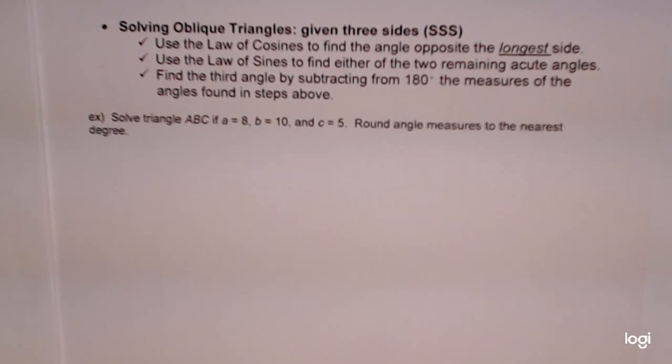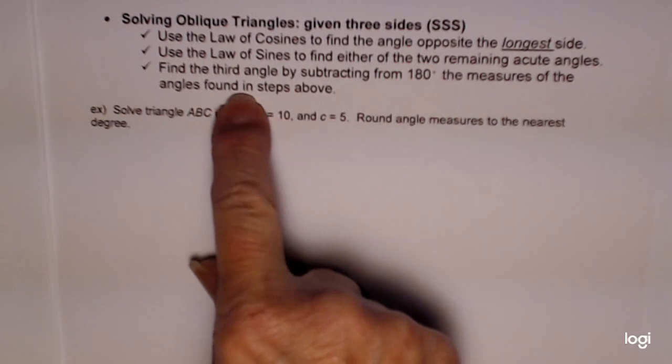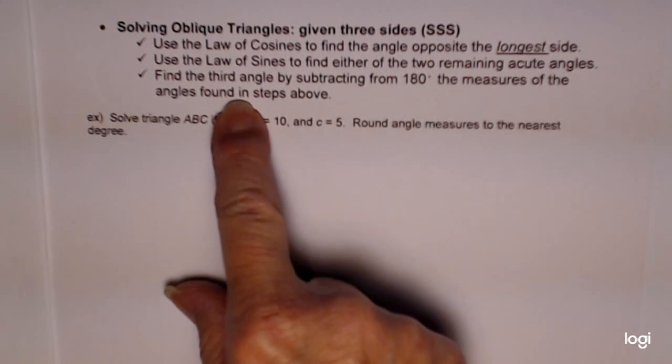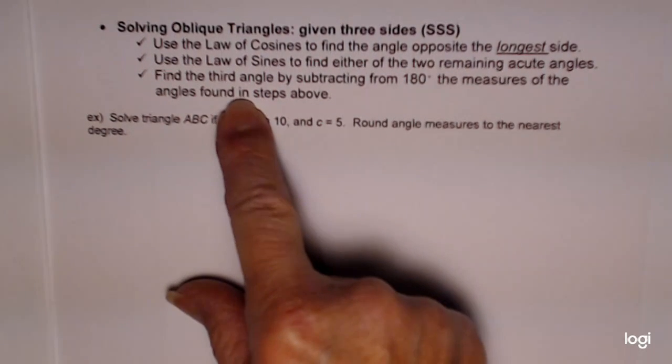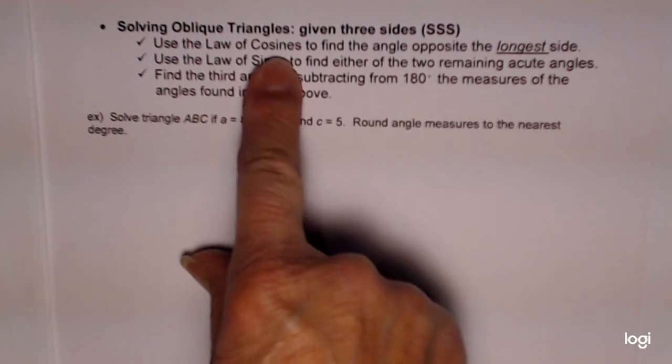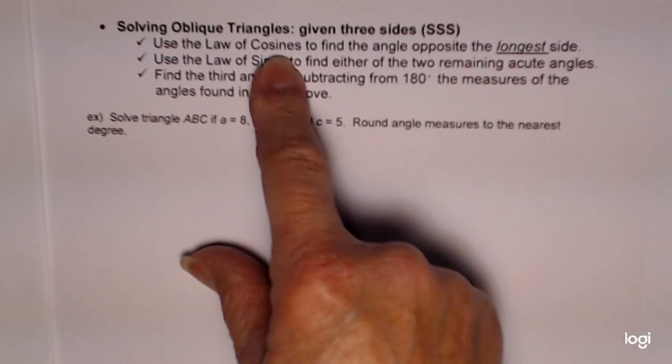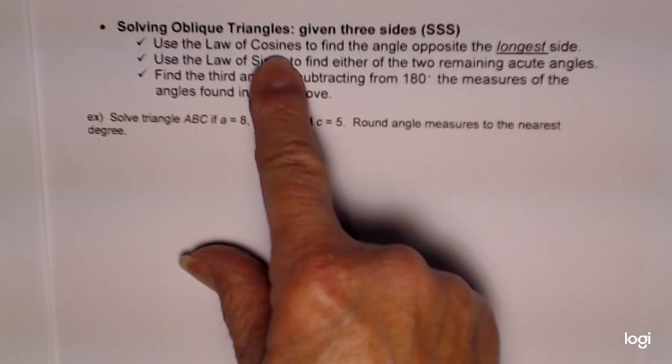The approach we're going to take is we're going to use the law of cosines first to find an angle. And then we're going to use the law of sines to find a second angle. And then last, we're going to subtract the two angles we know from 180 degrees to find the third angle.